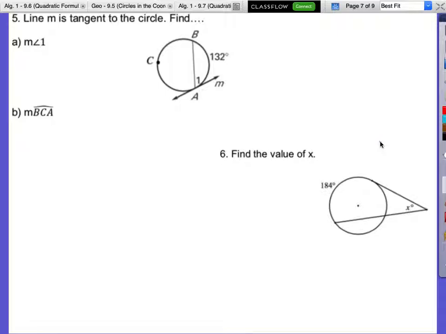Okay. On number 5, where is our vertex at, Christine? It's on the circle. Very good, okay? Now, on this one, not only do we need to find the measure of angle 1, we also need to find the arc BCA. But here, let's first do angle 1. So we do what divided by what? Arc divided by 2 will be equal to our angle 1. 132 is our arc. Divided by 2 is equal to our angle 1.